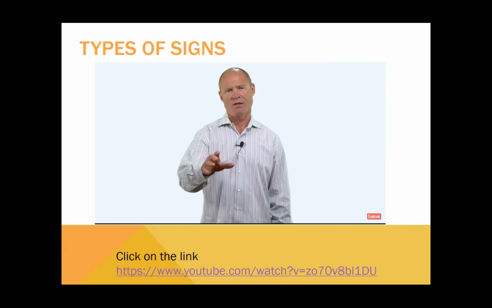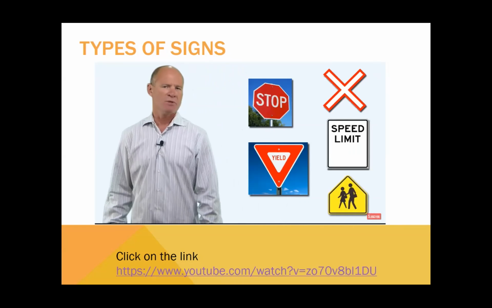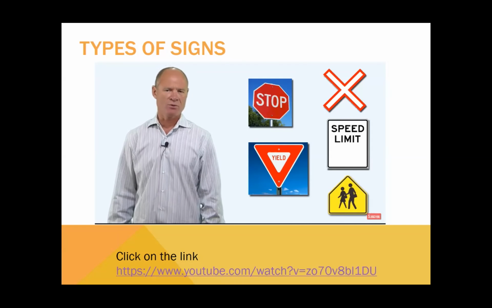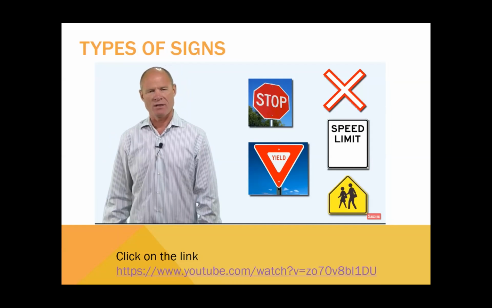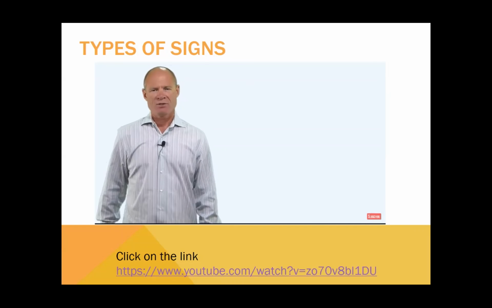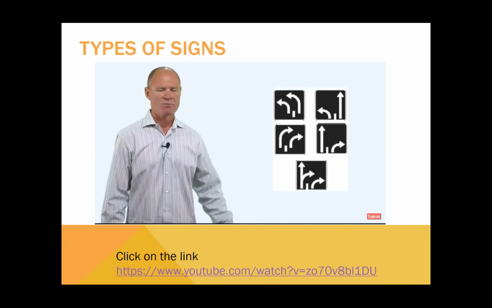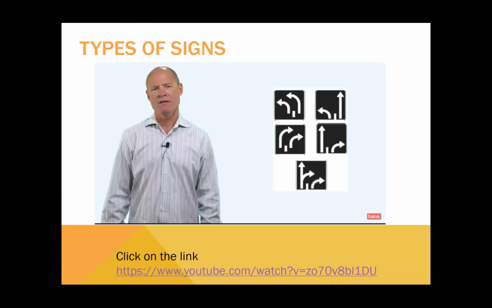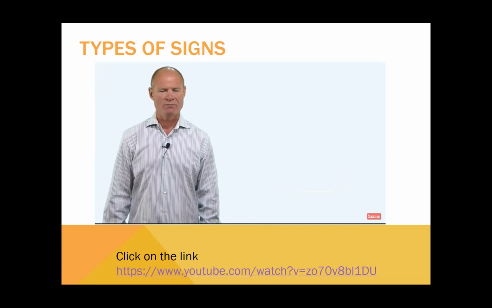So know your regulatory signs: stop signs, yield signs, speed signs, railway crossing signs, and school signs. All regulatory signs. The next one is lane usage signs. As you can see here, it's black with a white border. The arrows on it are white as well.